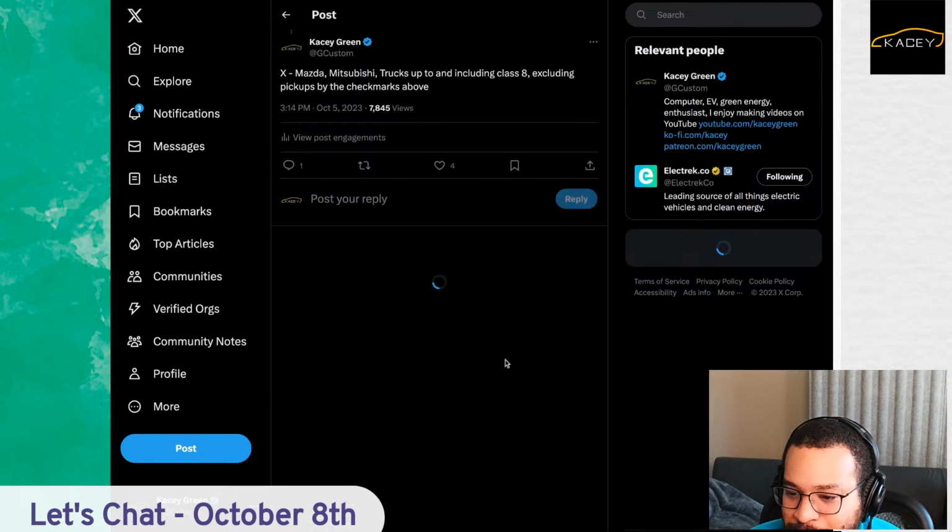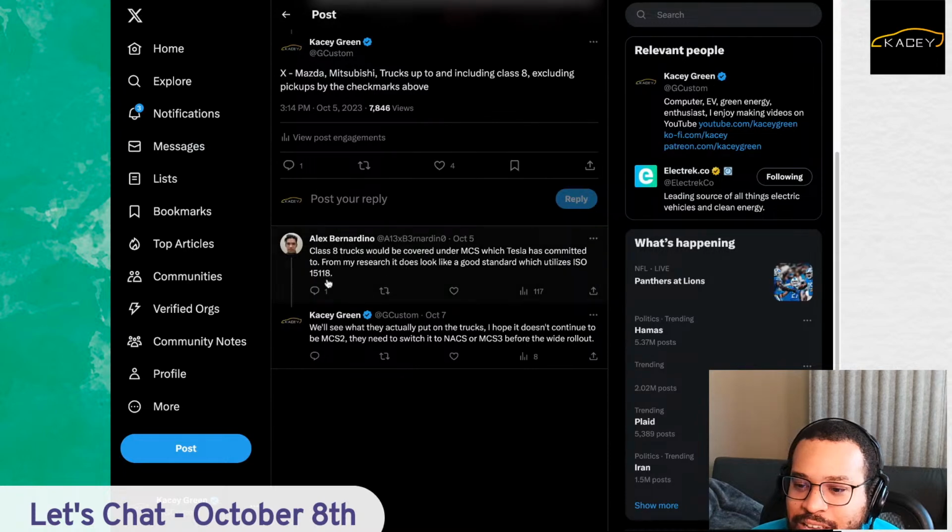And somebody responded to me. Alex says that Class 8 trucks would be covered under the megawatt charging standard, which Tesla has committed to from my research. It does look like a good standard, which utilizes ISO 15118. And I responded, we'll see what they actually put on the trucks. I hope it doesn't continue to be MCS2. They need to switch to NACS or MCS3 before the wide rollout.